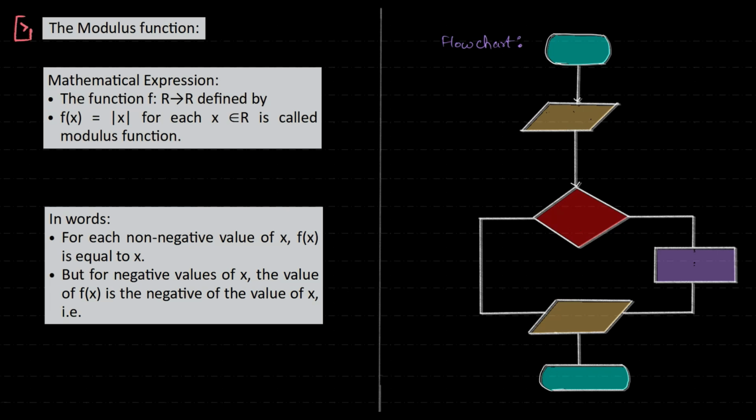Let's talk about the most important function, that is your modulus function, that is listed in your syllabus. So the behavior is something like this. It's going to relate real number to real number. It's going to map real number to real number. And in terms of representation, you're going to write in this manner: f of x is equal to modulus of x. Okay. So the behavior is as such.